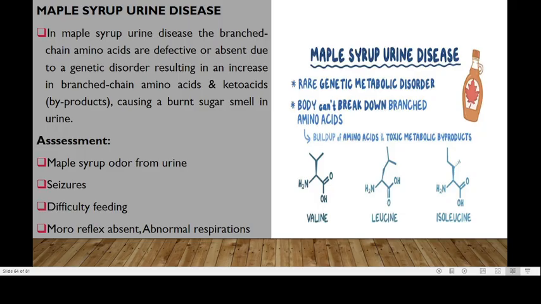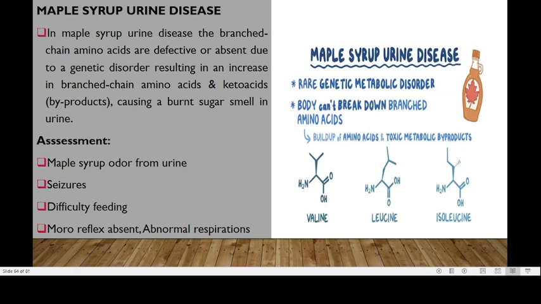The next metabolic disorder is maple syrup urine disease. Maple syrup urine disease is a rare genetic disorder. The body can't break down branched-chain amino acids like valine, leucine, and isoleucine. Patients present with a maple syrup odor from the urine. They could also present with seizures, difficulty feeding, and absent motor reflexes.